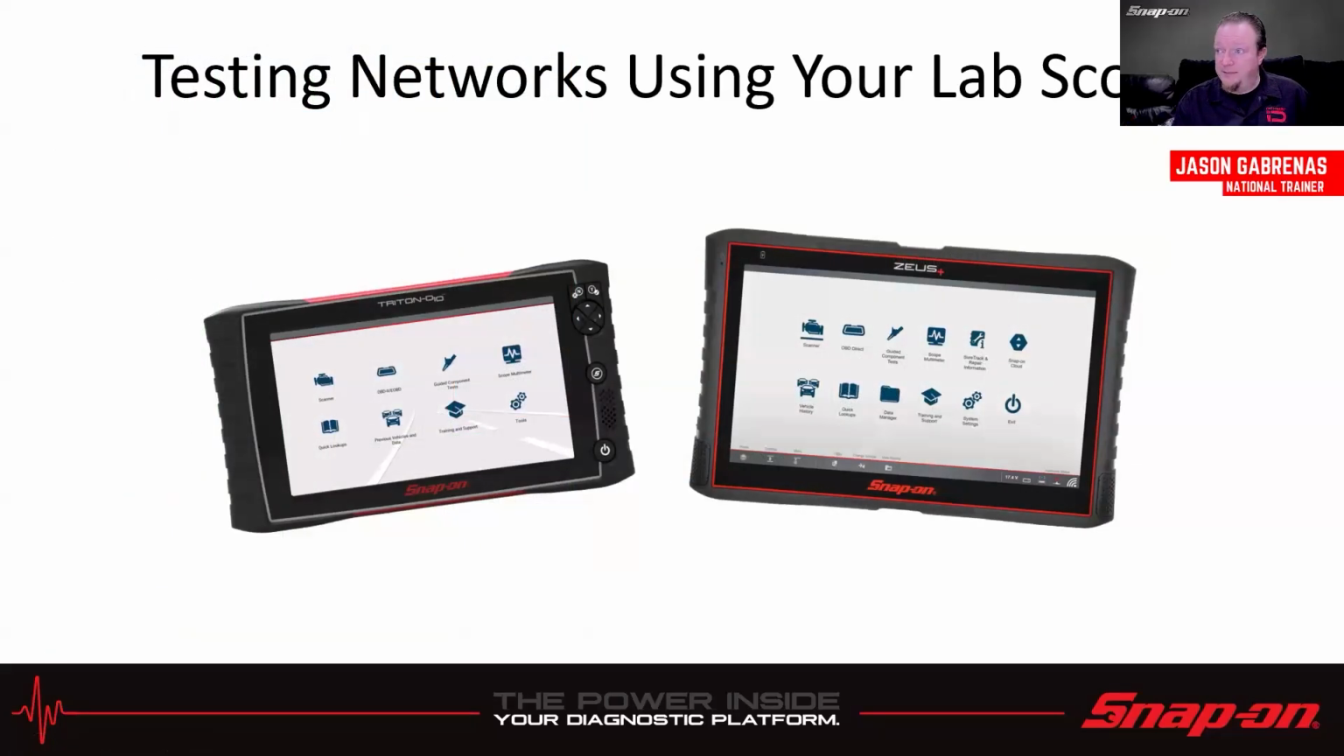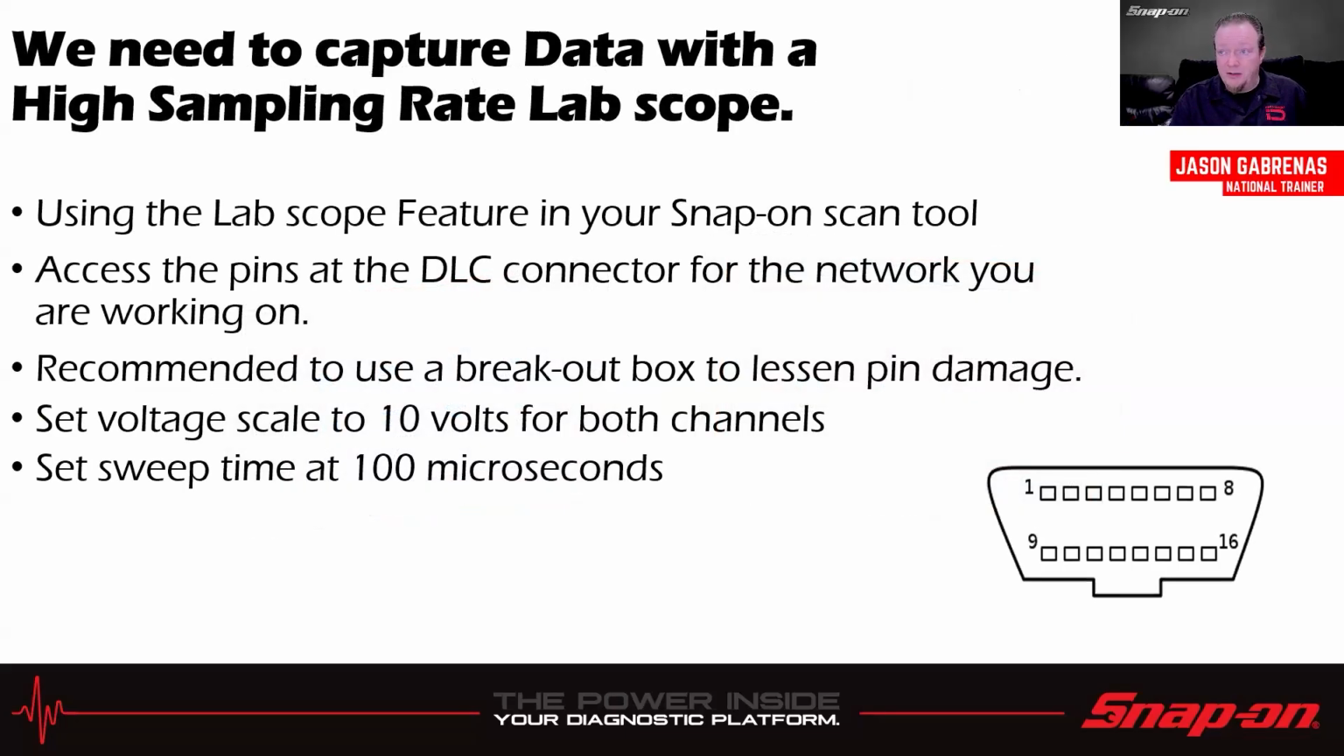So let's talk about testing. In order to test networks, you need to use a lab scope in order to test and see these signals like I've been showing you on the screen here. Using a lab scope feature, we can use our Snap-on scan tool. We can really use anything with a scope, but of course, I'm showing Snap-on equipment, so I'll be talking about Snap-on equipment. But access the pins at the DLC connector for the network you're working on.